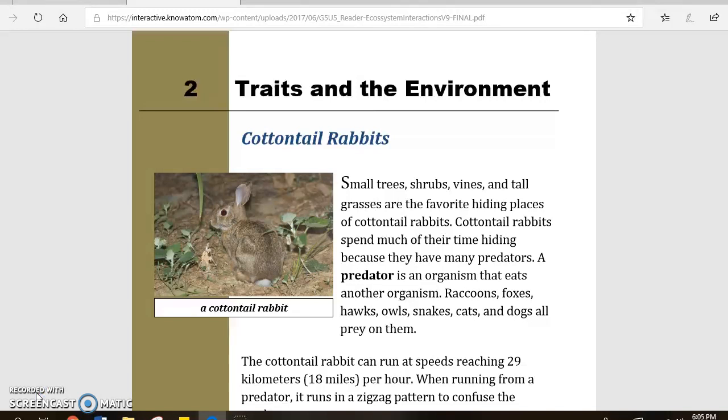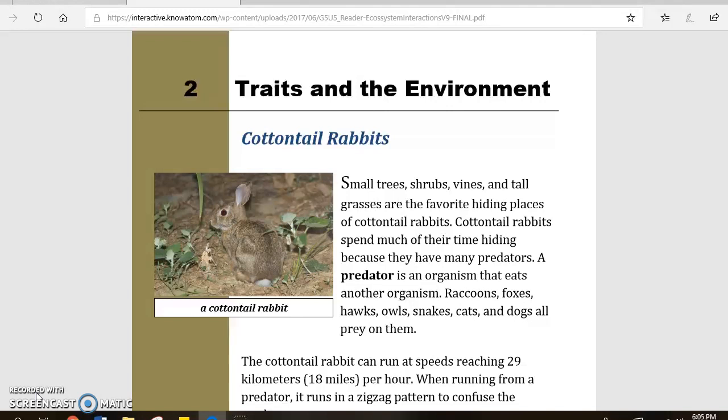Cottontail rabbits. Small trees, shrubs, vines, and tall grasses are the favorite hiding places of cottontail rabbits. Cottontail rabbits spend much of their time hiding because they have many predators. A predator is an organism that eats another organism. Raccoons, foxes, hawks, owls, snakes, cats, and dogs all prey on them.